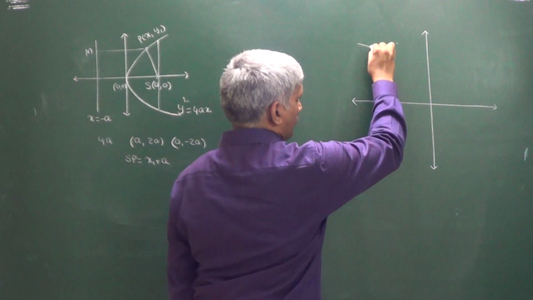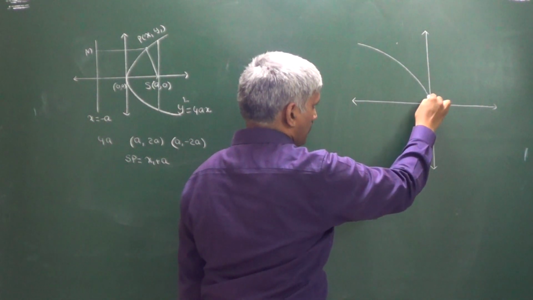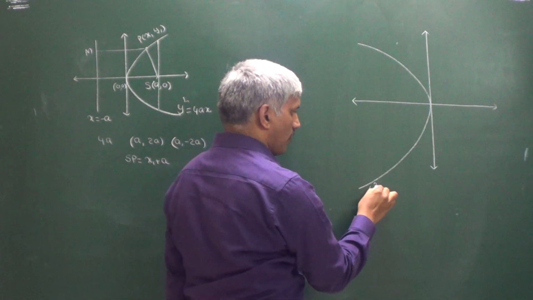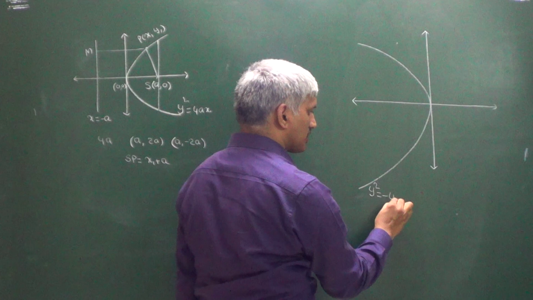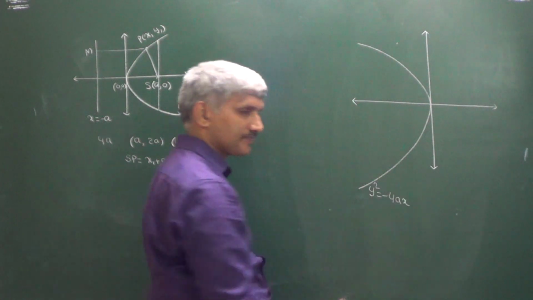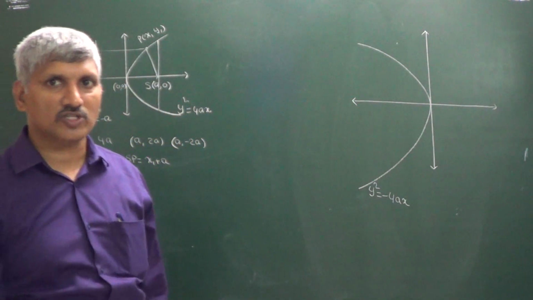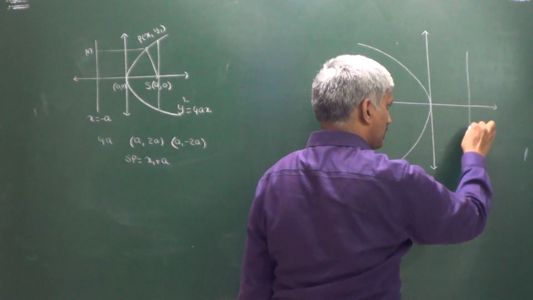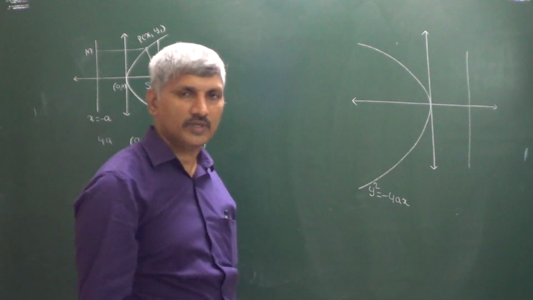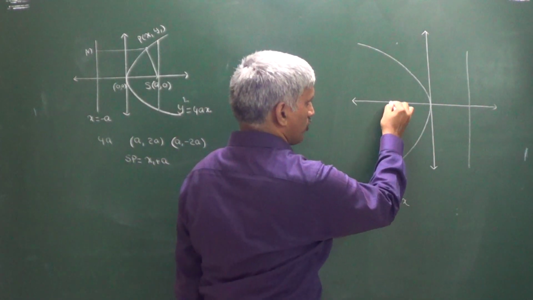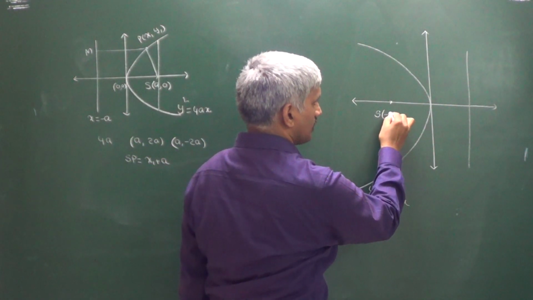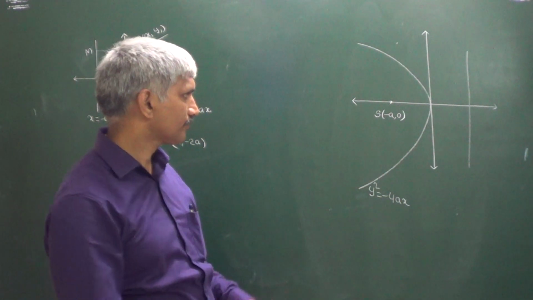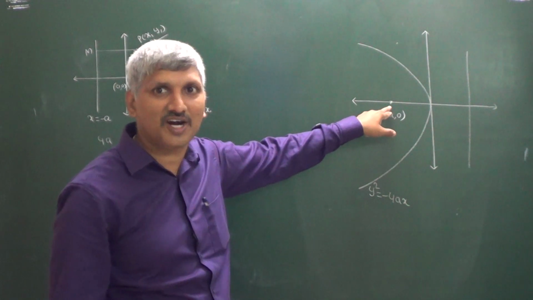So this is another form of the parabola. This parabola equation is y square is equal to minus 4ax. For this parabola you will get the directrix like this. This is the directrix, and here you will get the focus. That focus is equal to minus a comma 0.